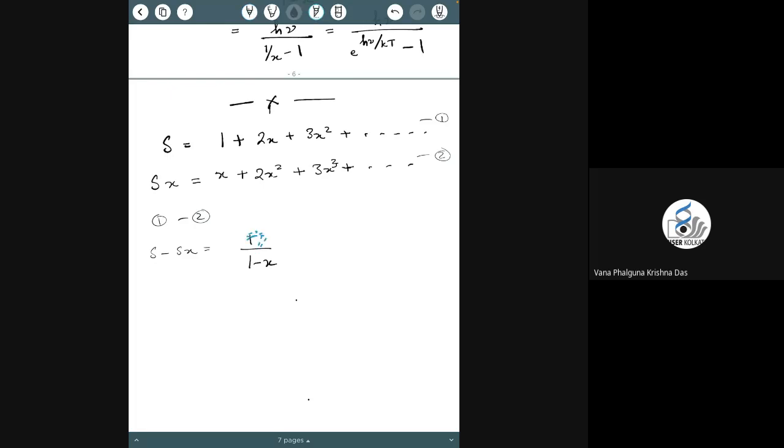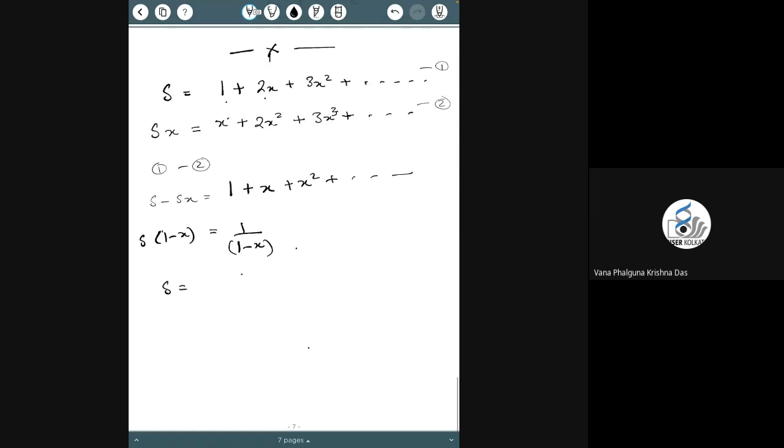Yeah, I was not being careful. Sorry. So this is 1 plus x. So I'm subtracting 1, and then 2x minus x is x. 3x squared minus 2x squared is x squared. That's fine. So then this is s into 1 minus x, and this is 1 by 1 minus x. Right. So s is equal to 1 by 1 minus x. And this is simple enough. And the other option was to differentiate this expression. Then also you get the same thing. Okay. So now it's clear.